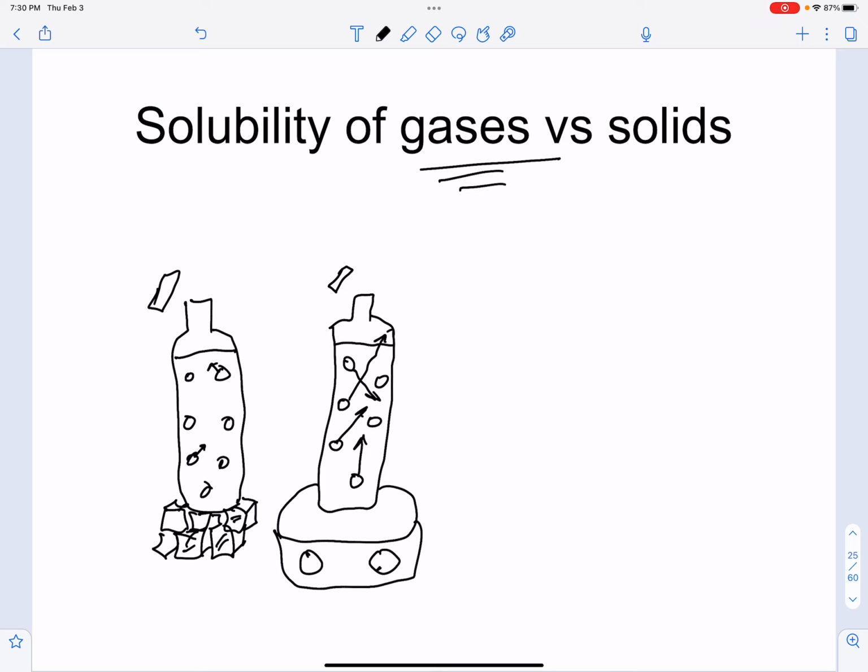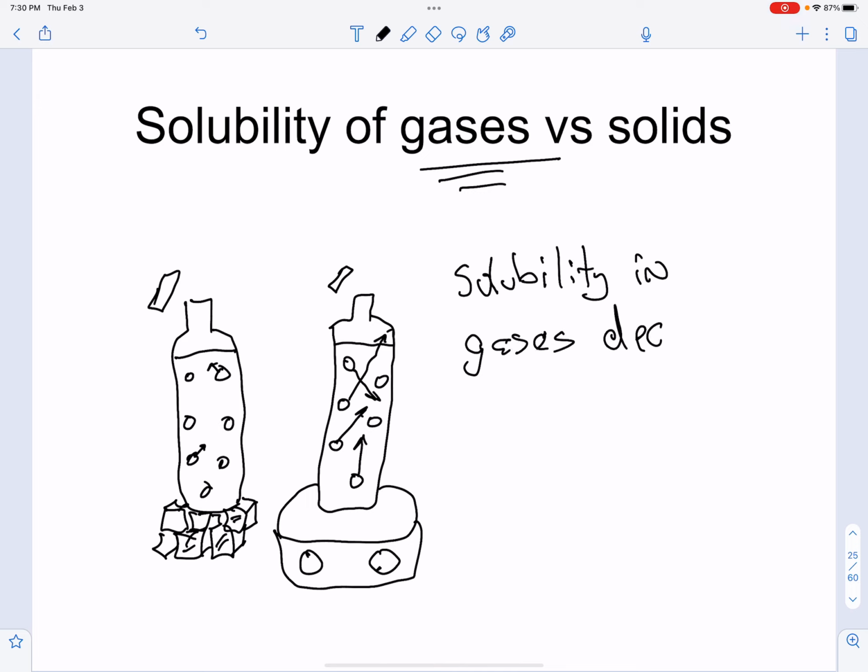Therefore, less of them are going to be part of the solution, which means solubility in gases, so gases dissolved in a solvent, decreases with an increase in temperature, contrary to the solids. So keep that in mind.